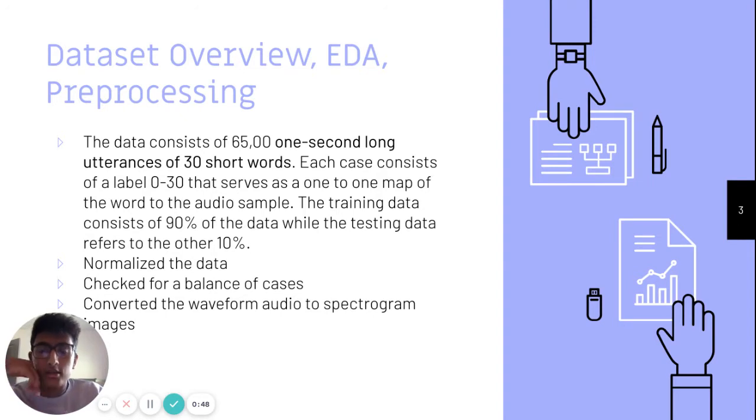For a brief dataset overview, some EDA and pre-processing. The dataset consisted of 65,000 1-second long utterances of 30 short words, and each case consisted of a label 0 to 30 that served as a one-to-one map of the word to audio sample. The training data consists of around 90% of the data, while the testing data refers to the other 10%. In terms of EDA and pre-processing, I normalized the data, checked for a balance of cases, and then converted the waveform audio to the spectrogram images.